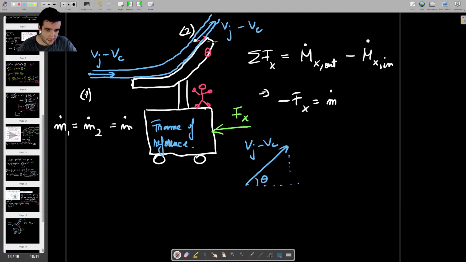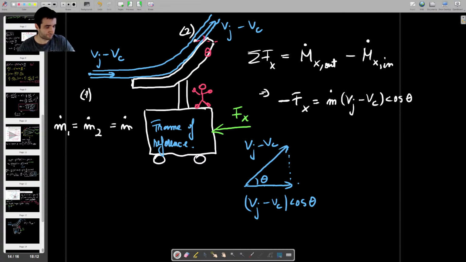If I care about the velocity in the x direction, that's (Vj minus Vc) cos theta. So that's going to be m dot times (Vj minus Vc) cos theta, like this. Minus, and then the momentum flow rate going in is the mass flow rate times this Vj minus Vc, and that's essentially it.